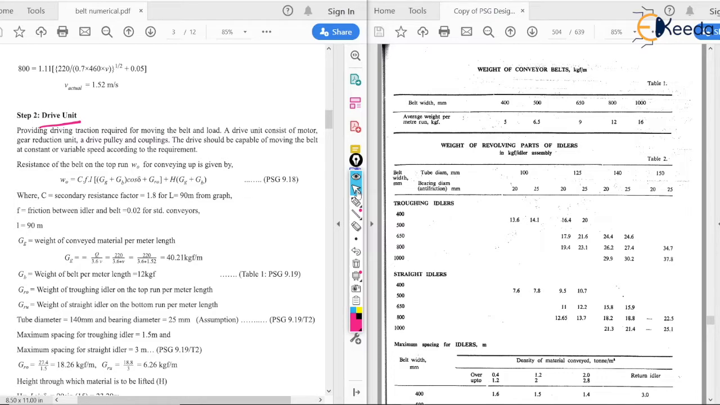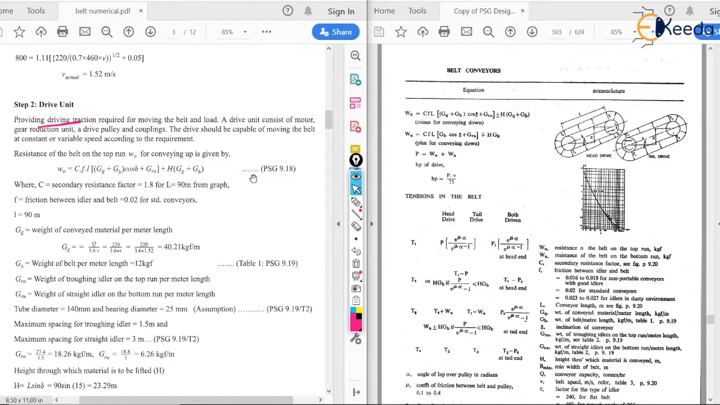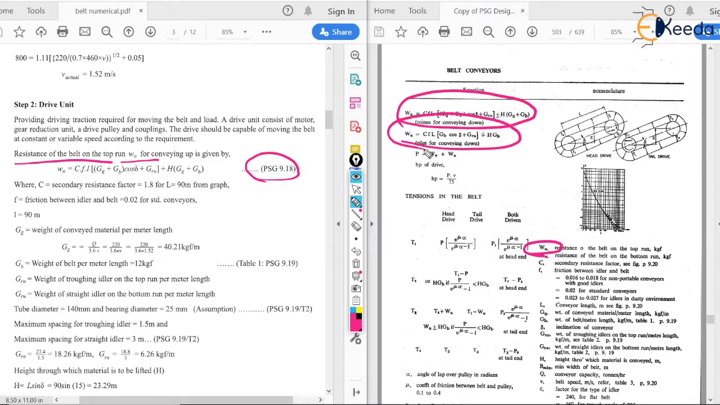Now we are going to move to page number 9.18, where we are going to get the values of resistance on the belt. Here, as you can see, the formula on PSG 9.18 is the resistance on the belt on the top run, that is W0, on conveying up. So on PSG 9.18 you will see this W0, and these are the formulas that we are going to use.